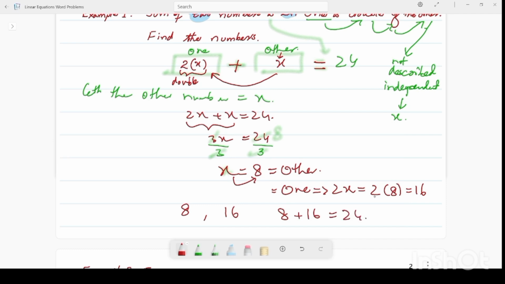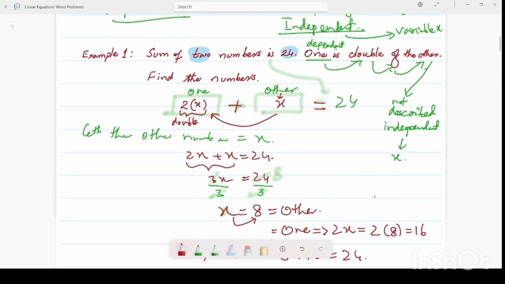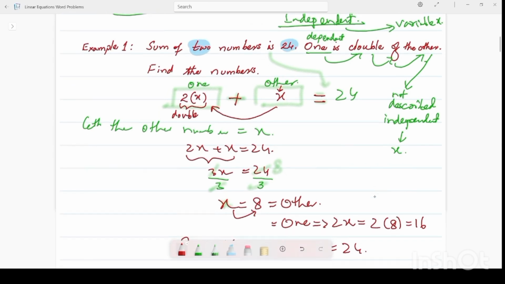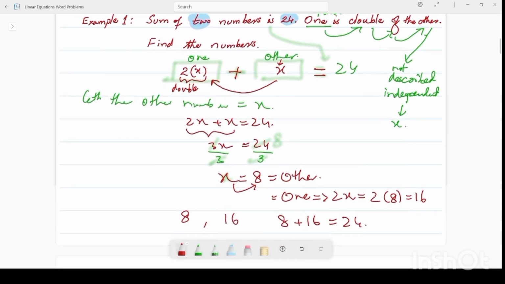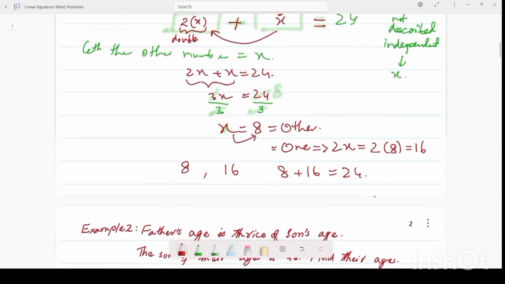So like this, we can convert the sentence into the form of an equation in terms of dependent variable and independent variable. We assume the independent variable as x, then reform the dependent variable according to the definition, and then we restructure it. Hope you understand this. And now we'll be moving to the next question.